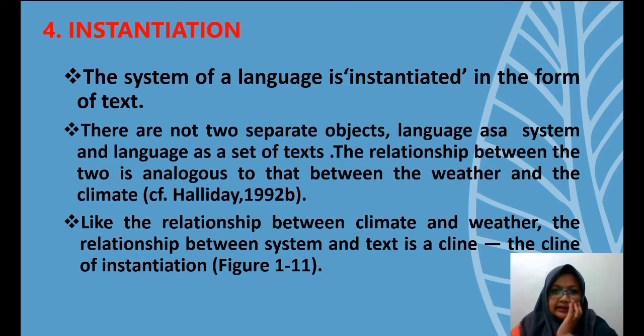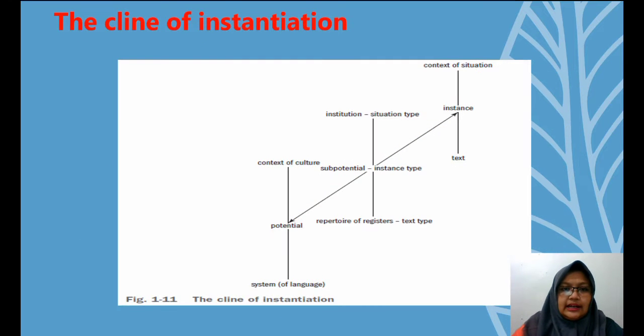Okay, next. The cline of instantiation here. Look at figure 1.11. There is a system of language that has a potential and then the instance, and we have a line here that has a relationship from one to another.